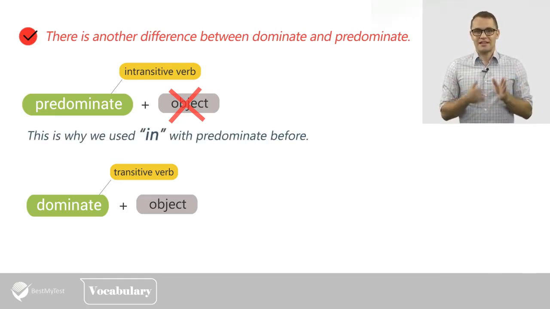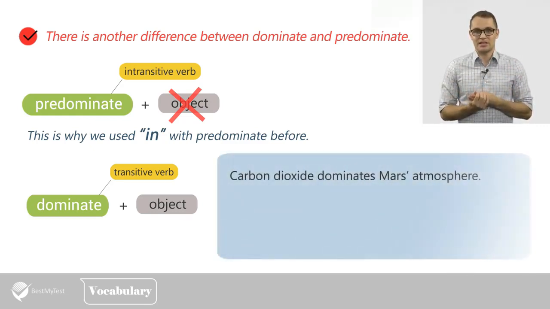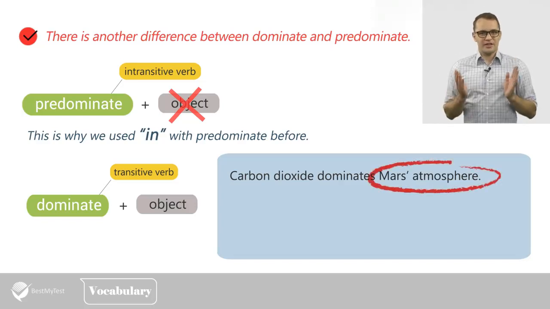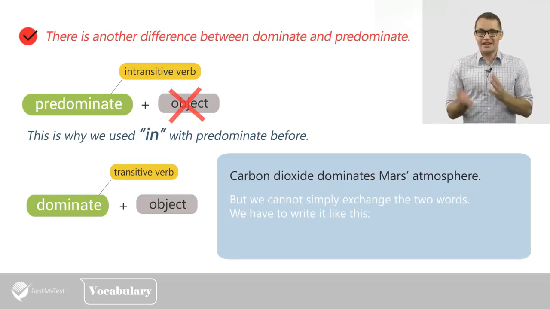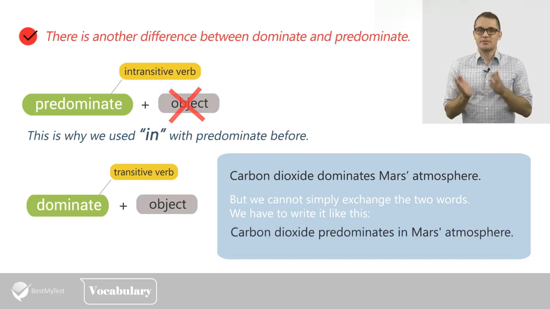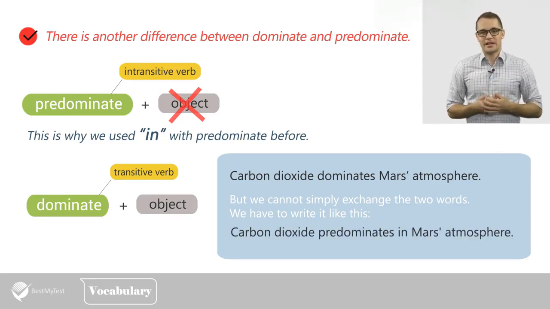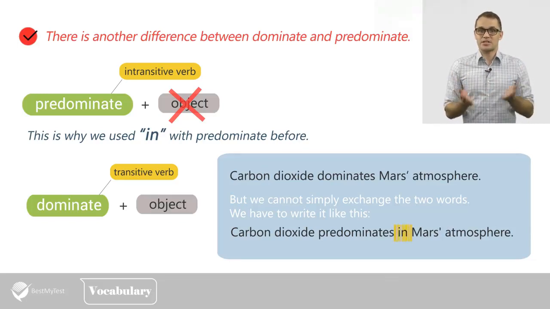To make that clearer, let's have a look at an example using dominate. Carbon dioxide dominates Mars' atmosphere. As you can see, the verb dominate takes the object, which is Mars' atmosphere. We can change this sentence using predominate because dominate here means being the most common. But we cannot simply exchange the two words. We have to write it like this. Carbon dioxide predominates in Mars' atmosphere. So we have to use the preposition in here, since predominate doesn't take a direct object.